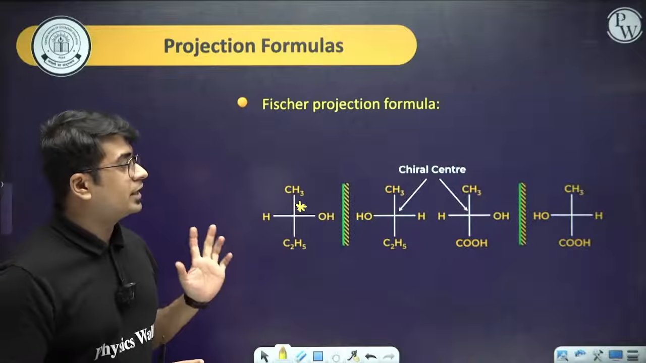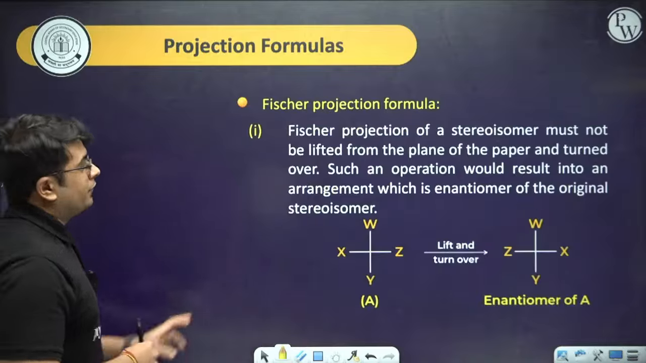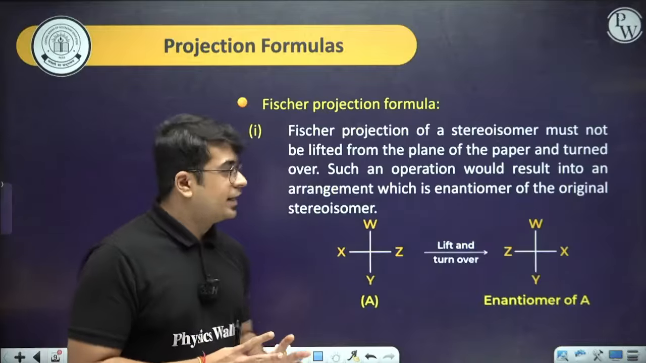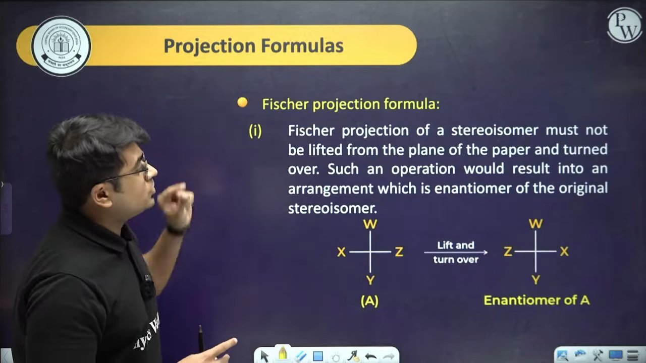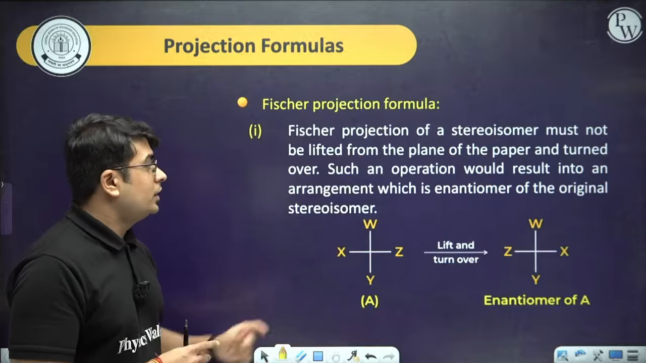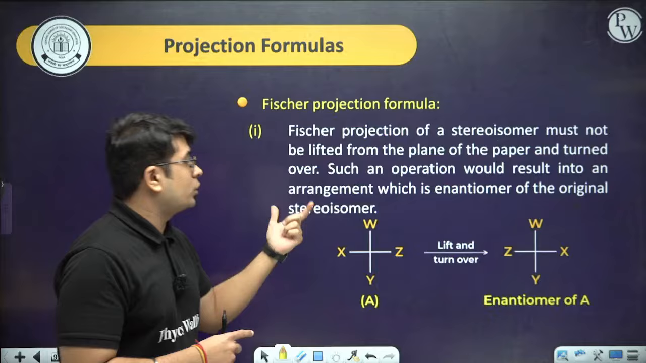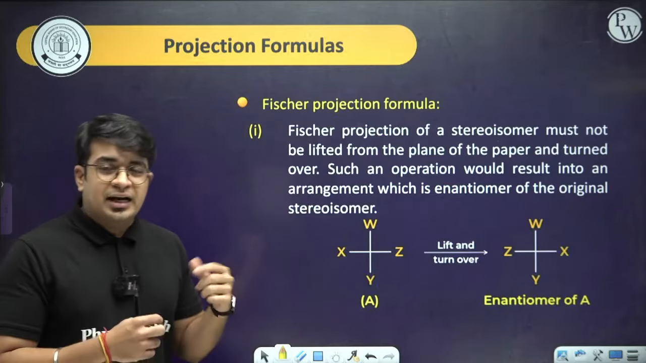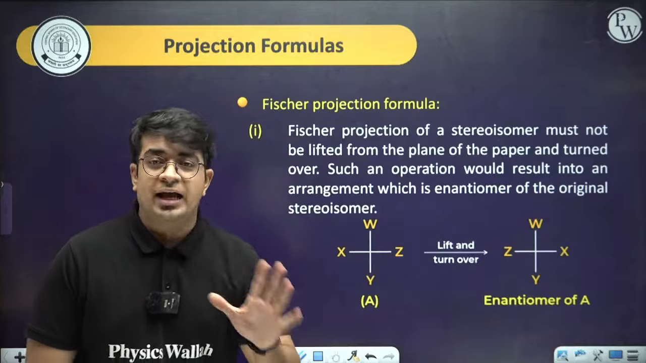I hope this entire part is clear. Okay. Now, if I talk about the Fischer projection formula, in that case, you can say that the Fischer projection of a stereoisomer must not be lifted from the plane of the paper and turned over. Such an operation would result in an arrangement which is the enantiomer of the original stereoisomer. So there are certain operations which are allowed, and there are certain operations which are not at all allowed.